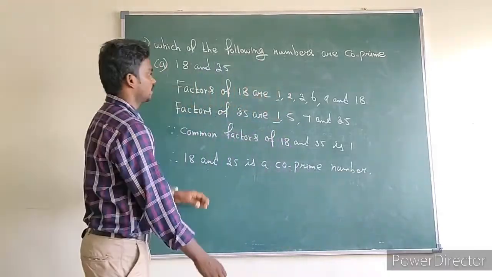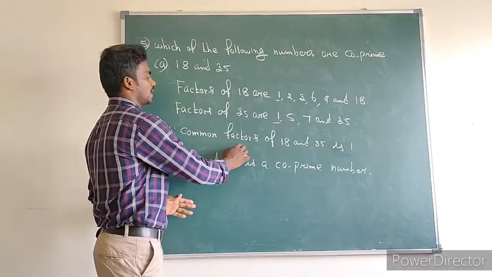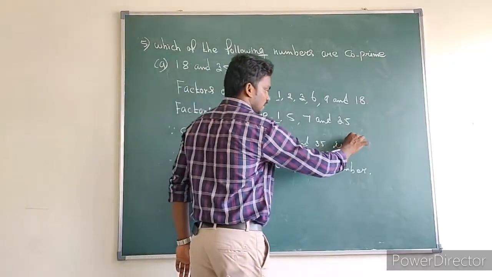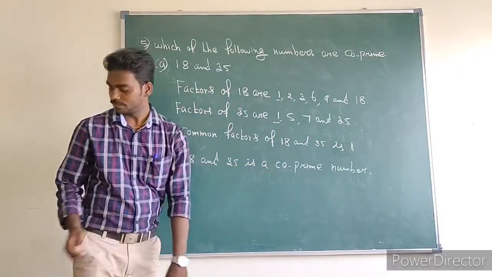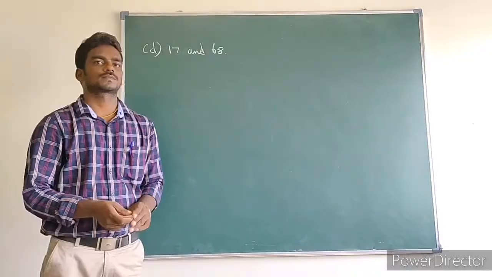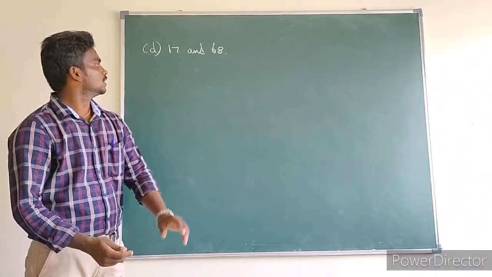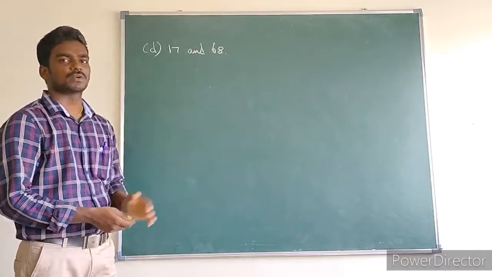So first we find the factors of 18, next we find the factors of 35, then we compare the common factors of 18 and 35. The common factor of 18 and 35 is 1, therefore the numbers 18 and 35 are co-prime numbers. So questions B and C are your homework sums. Now see question D: 17 and 68, check whether these numbers are co-prime.